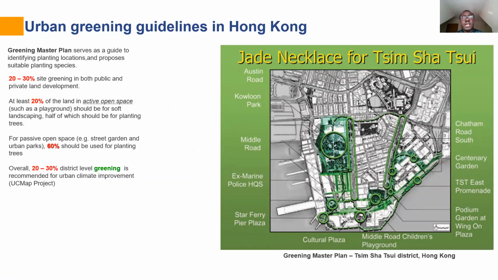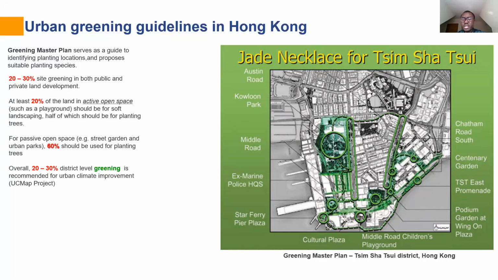Also, through the Hong Kong planning department, they set up what is called the planning standard guidelines, which has a chapter for greening. This greening strategy enforces public and private land developers to have 20 to 30% greenery on their site. And also at district level, the recommended greenery percentage is up to 20 to 30% as well.